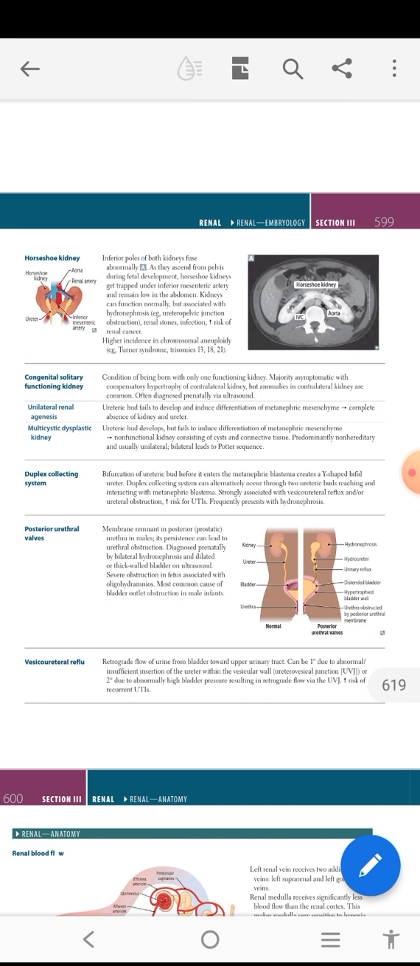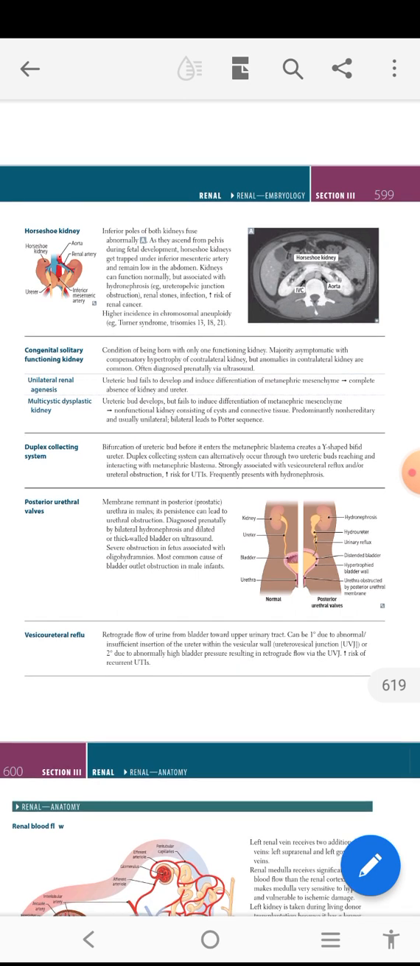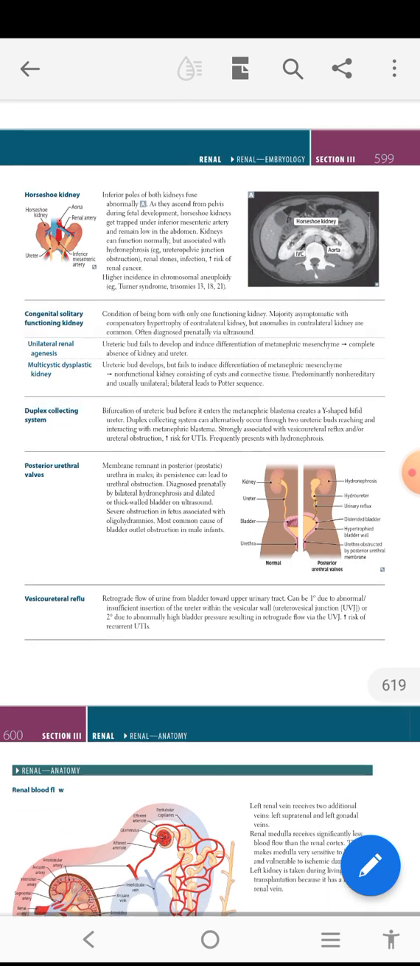Now, the posterior urethral valves. It is the membrane remnant in the posterior, which is the prostatic urethra in the male. Its persistence can lead to the urethral obstruction. Diagnosed prenatally by the bilateral hydronephrosis and dilated or thick-walled bladder on the ultrasound. It causes the severe obstruction in the fetus associated with the oligohydramnios. It is the most common cause of the bladder outlet obstruction, especially in the male infants.